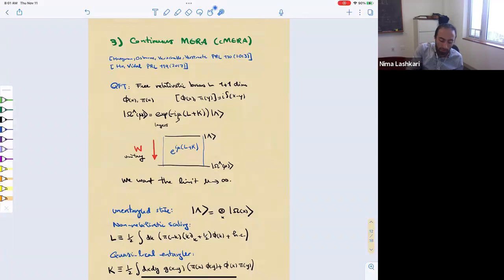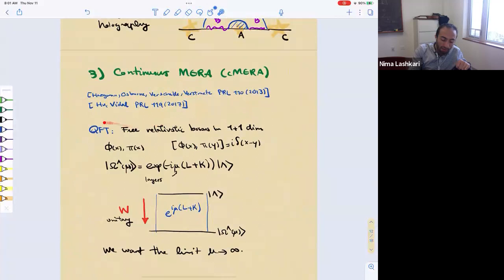The continuous MERA was first introduced by these authors and later worked out in various examples. But the particular example of the continuous MERA that I'll be working with was discussed in this paper of Hu and Vidal.